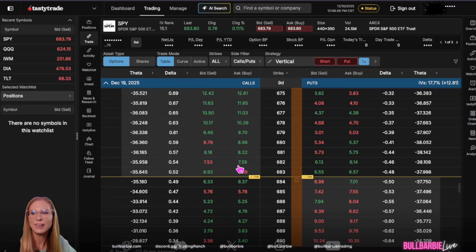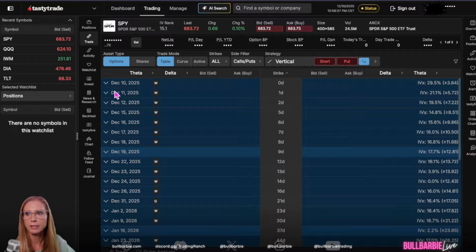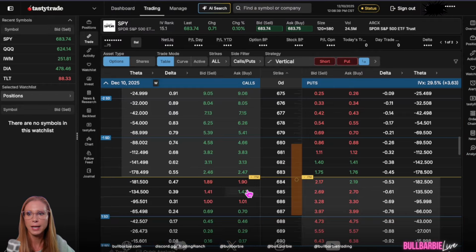I'm always on the wrong chart or wrong screen, I swear. But I was showing how the December 19th options, these would be the monthly contracts, are so much more expensive than the ones expiring today. And that's because we have all of that extra time.